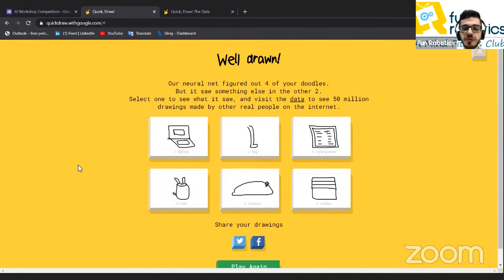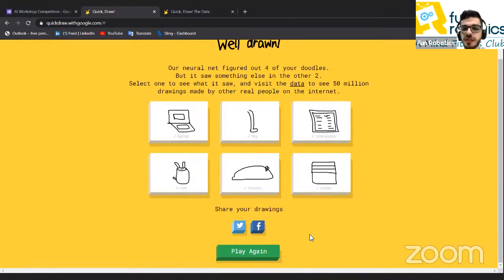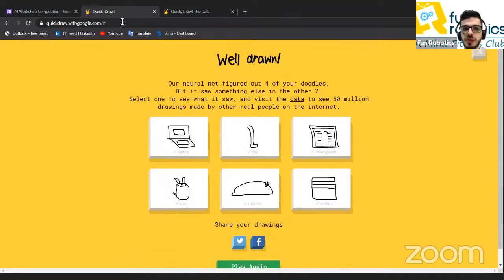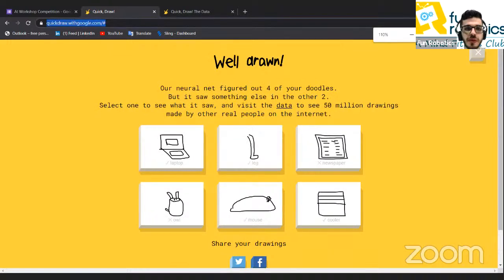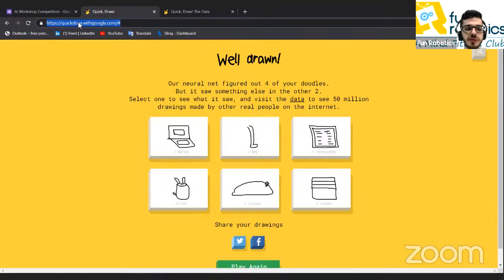Okay, so I will give you guys 5 minutes to try and guess and play this Quick Draw. You have the link here. I will zoom into it. It says quickdraw.withgoogle.com. So I'll give you guys 5 minutes so that you can try it out.